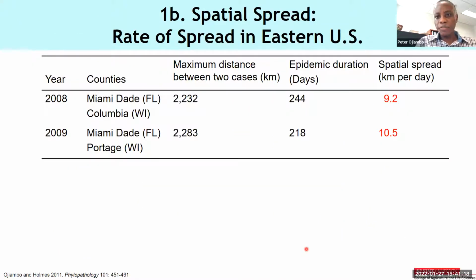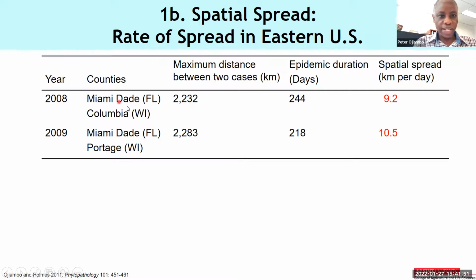So what about the rate of spatial spread in terms of distance? Again, we used the maximum distance between two cases that are far apart in a particular year to look at the distance over which the epidemic and the disease could actually move. Then we looked at the epidemic duration during that period of time. The spatial spread was simply expressed as the maximum distance divided by the epidemic duration in that particular year.